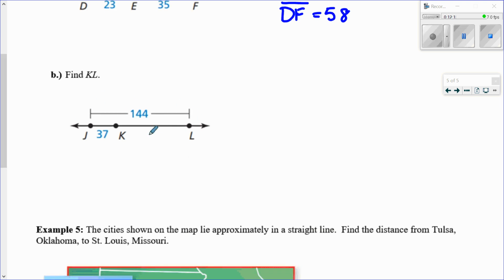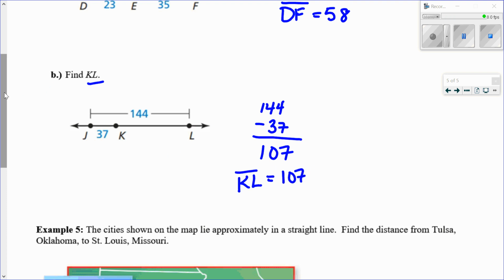Okay. Over here, the same thing. I have this whole piece. I'm missing my KL, and that's what I want to find. And I have JK. So remember we did before where I did the missing piece with the x. You can still do that, or you can look and say this is the whole thing. If I take this away, I'll find this piece. You could just do that. So I'm going to do 144 minus 37. You're going to get 107. All right, so KL is 107.